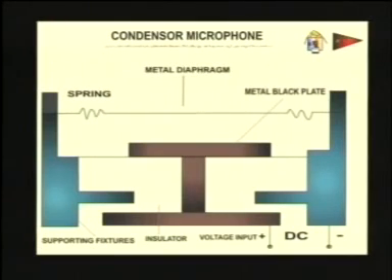Now let us have a condenser microphone explanation. Like every microphone, it consists of a diaphragm, and this also has a metal diaphragm. This is a very thin and lightweight diaphragm. Whenever air pressure is applied on it, it starts going inside or coming outside, totally depending upon the air pressure molecules.